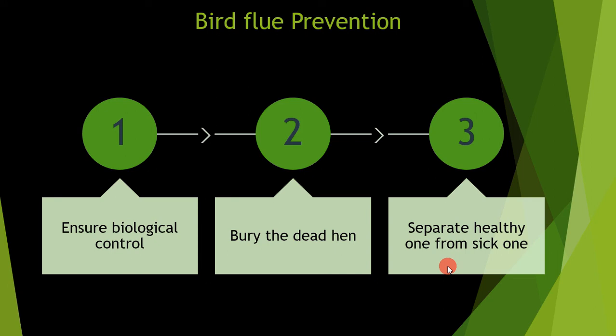For prevention of this disease, you have to ensure biosecurity, that means make sure all types of germs do not enter the site when it is a commercial farm. And when you find any dead hen, you have to bury it underneath the soil, and separate the healthy chickens. When you find any chicken sick in the farm, that is the first prevention for any type of disease. And you have to clean the farm as well.